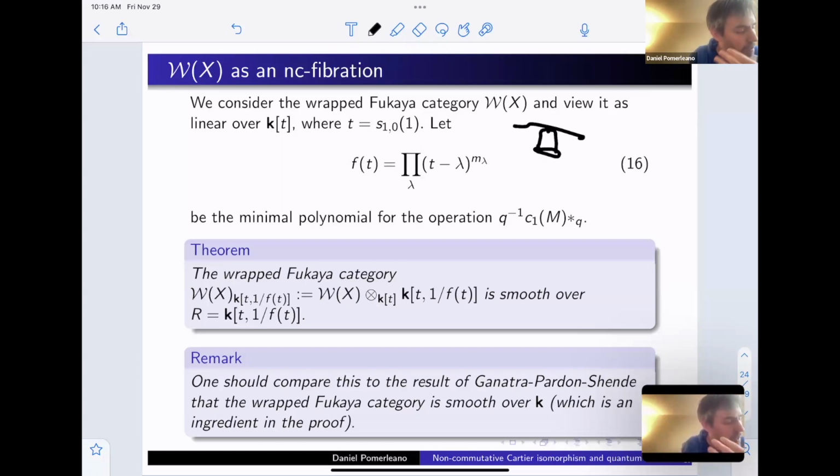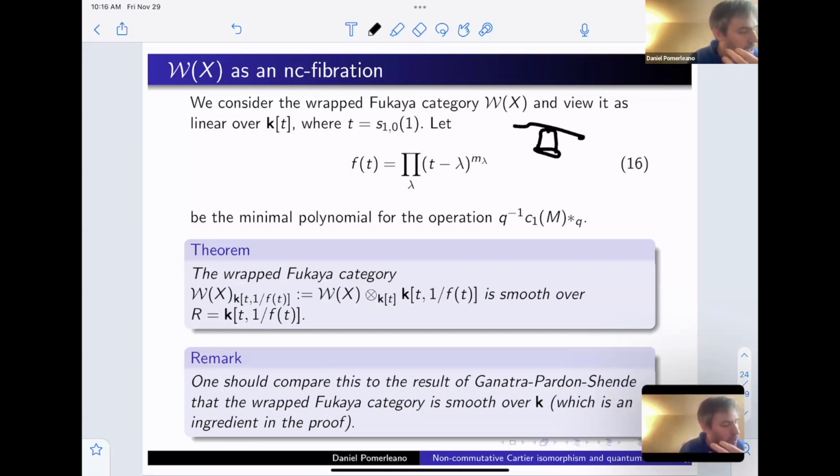And so when I have that, I can view the wrapped category as linear over this curve. But it's not actually smooth over this curve. But what we prove is that it becomes smooth in this homological sense after you invert the minimal polynomial of the operator of quantum multiplication. So that's sort of the key theorem.